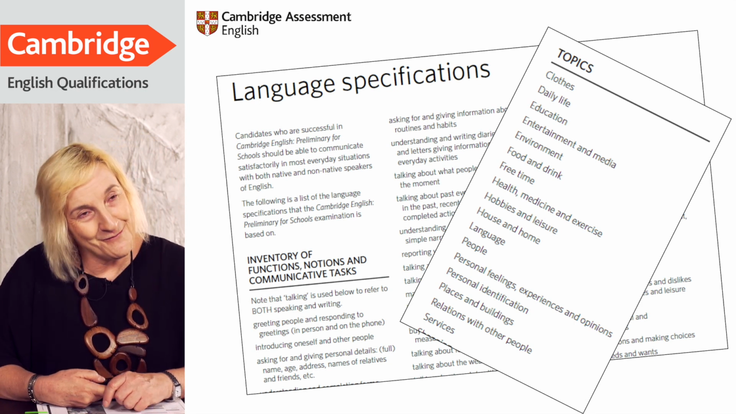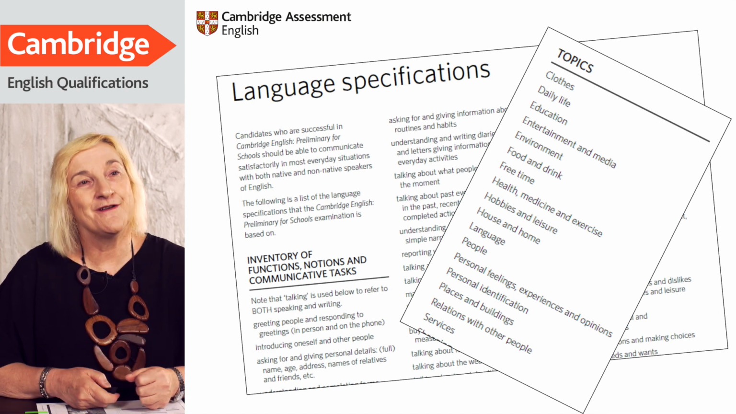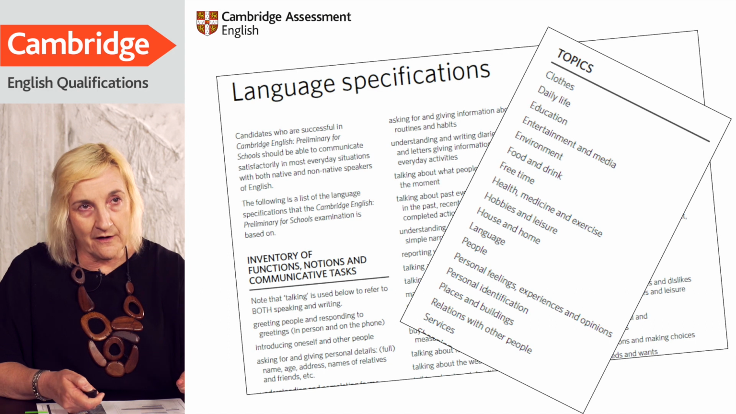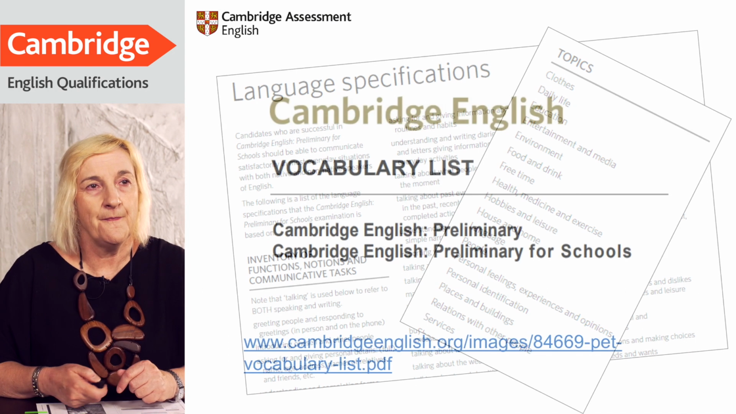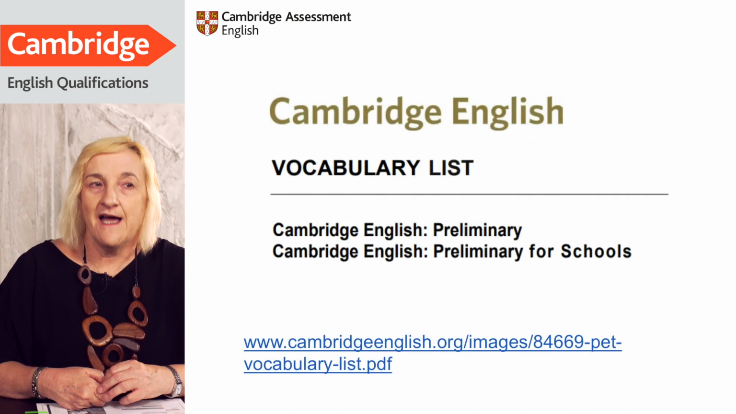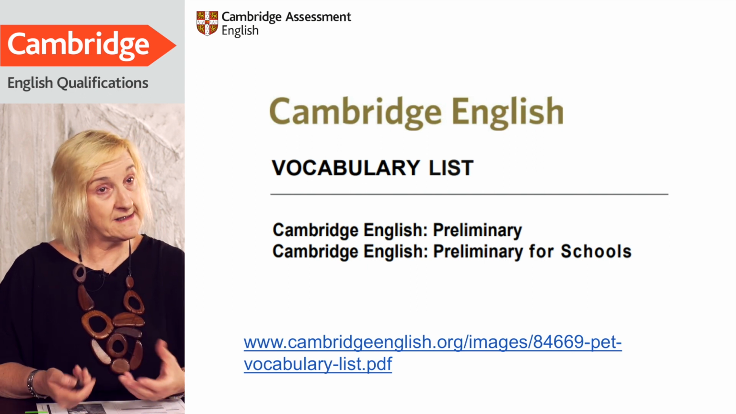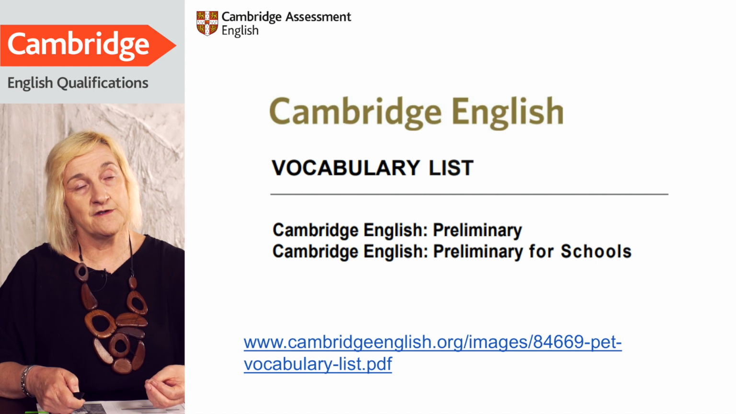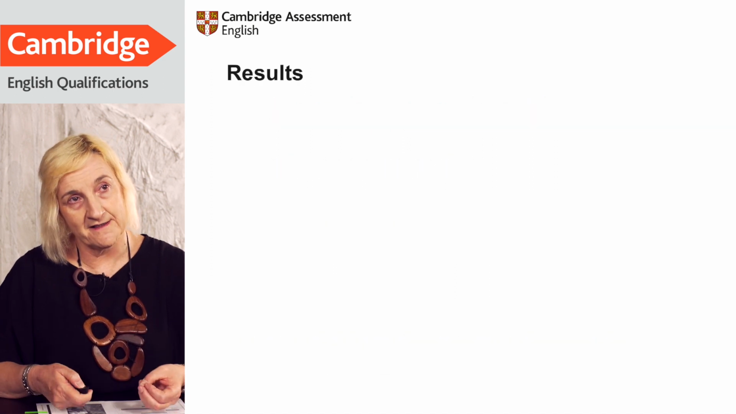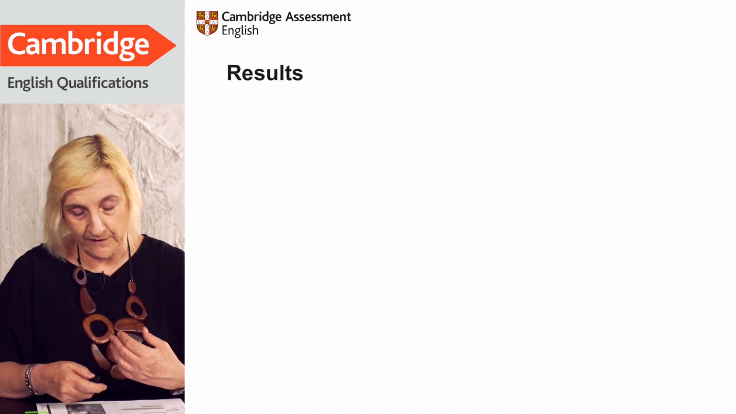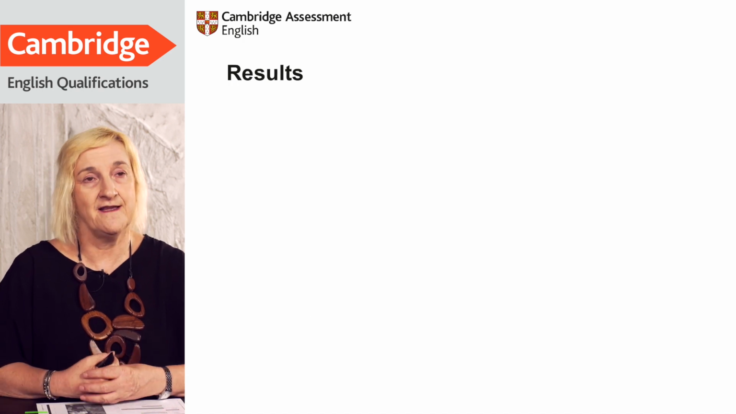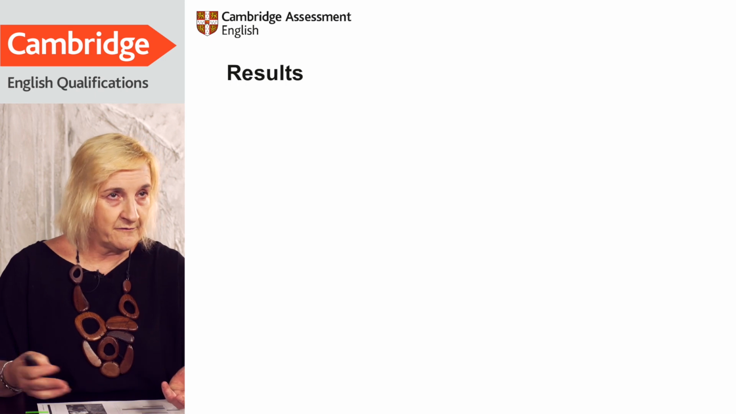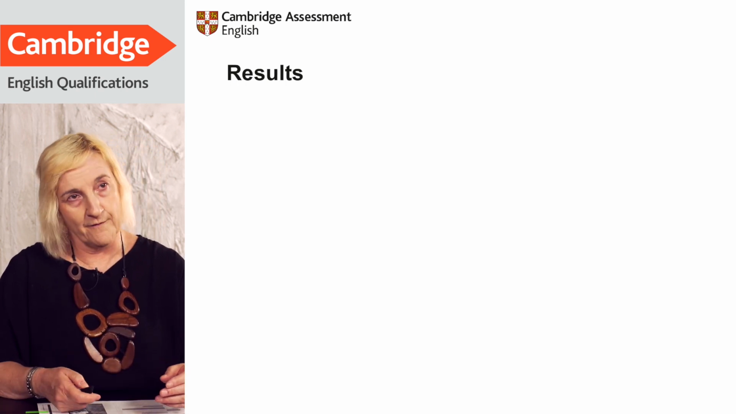B1 preliminary for schools also are similar, but obviously the ones that are more related to the age group are highlighted here. And you will find there is a vocabulary list for B1, very specific vocabulary list, which is really very helpful because you can see topic areas of vocabulary covered in that vocabulary list, which will obviously help you with vocabulary development for B1.